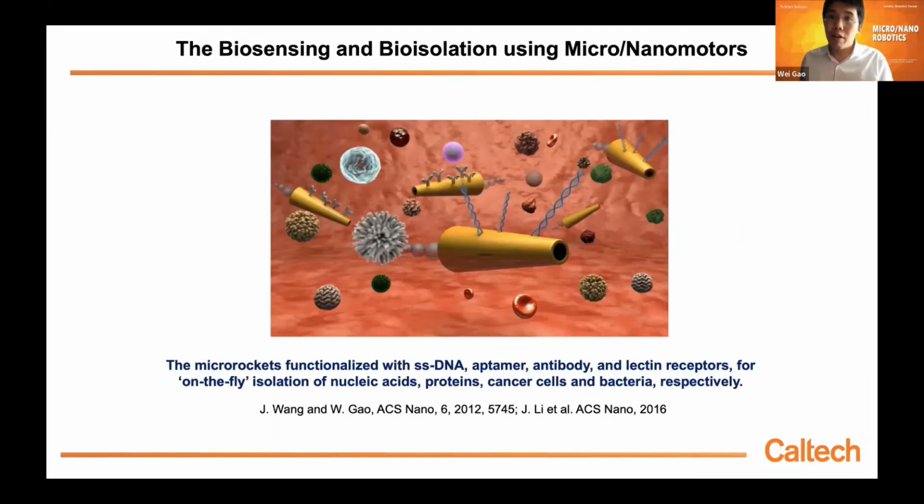They can move very well, but what can they do, right? We can immobilize the surface of this micro robot with different bioreceptors. As I mentioned from the beginning, this could be a DNA receptor, aptamer, antibody, or lectin. They can bind selectively to different types of targets. They can recognize which are bacteria, which are the cancer cells, and capture and isolate them.